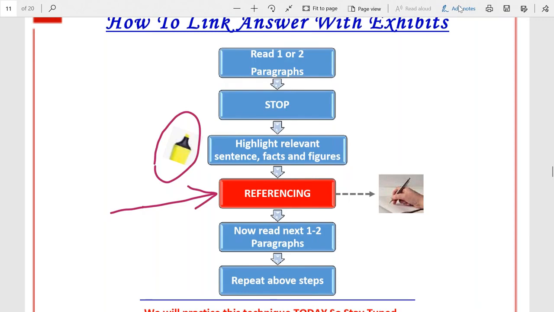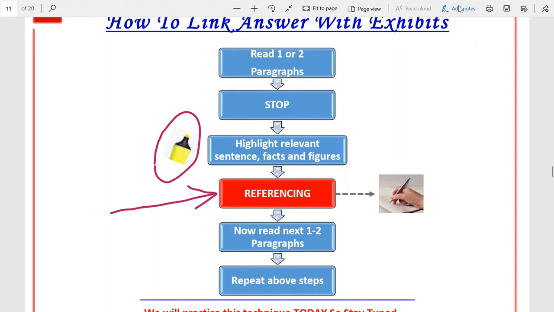Referencing means that you write the question number against the highlighted sentence. I repeat, by referencing, I mean that you write the question number or some noting against the highlighted sentences. Okay, so now, all the papers which you have given so far, you may be underlining or you may be highlighting, but most of you might not have been making your notes or writing the question number against the highlighted options, correct?